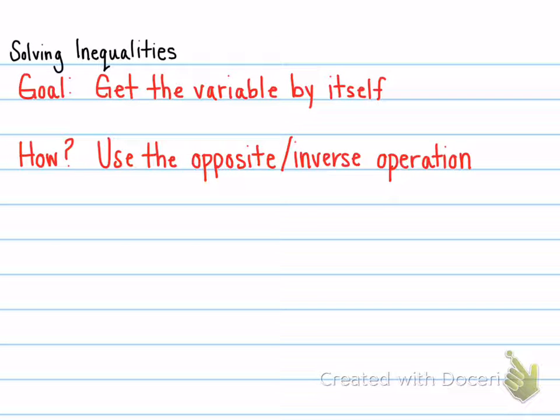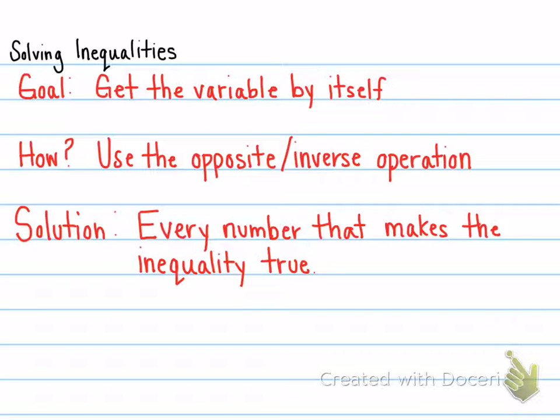The difference is when you have isolated the variable, it's not going to say x equals 3. It will say x is greater than 3 or whatever inequality symbol you have in there. That means the solution is not just one number. The solution is every number that makes the inequality true. You are going to show that with a graph.